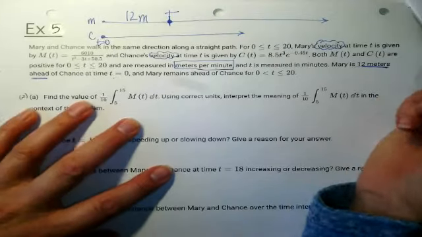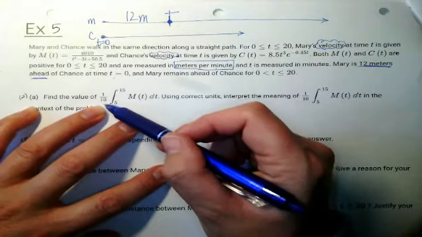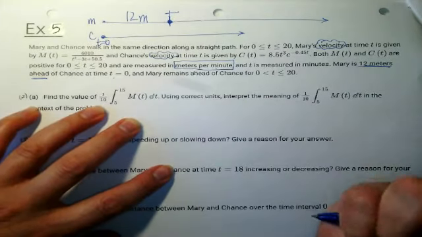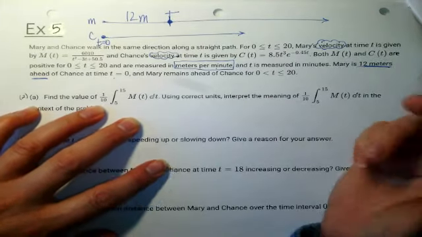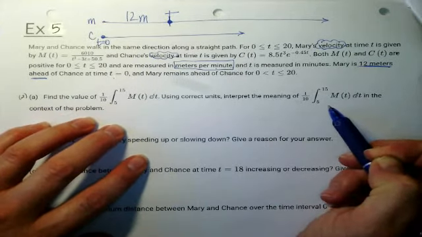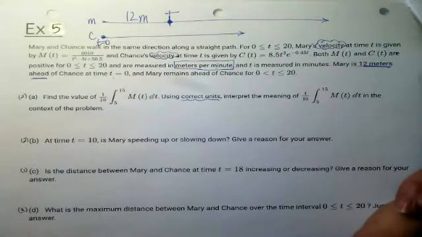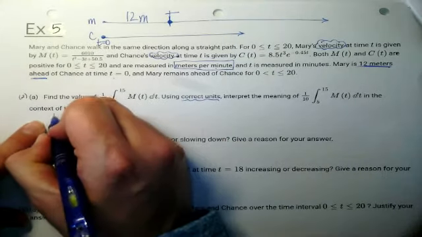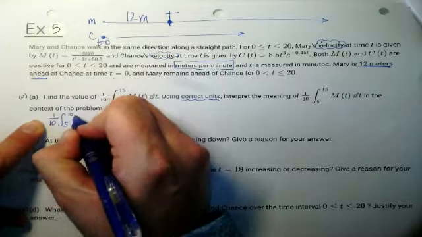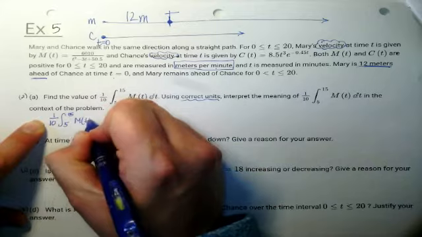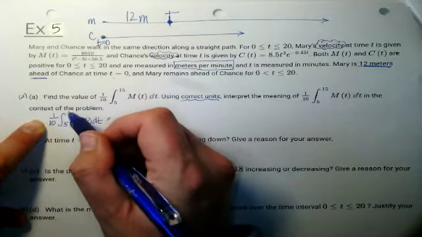Okay. We want to find the value of 1 over 10, ooh, that's an average value there, from 5 to 15 of m of t dt. Using correct units, interpret the meaning in the context of the problem. Using correct units means that you would get a point for having those units on there. This is a 2-point question. So first we want to find the value of 1 over 10, 5 to 15 of m of t dt. So where did the 10 come from? Yeah, 15 minus 5. Okay.